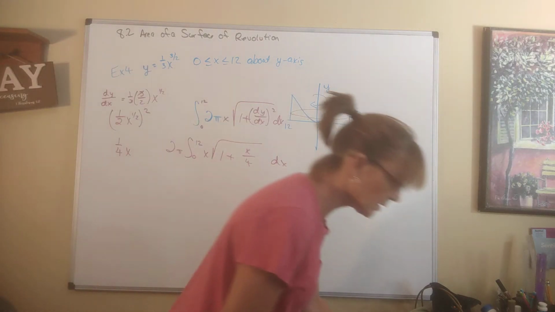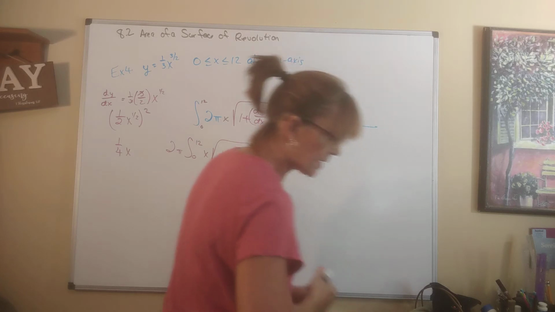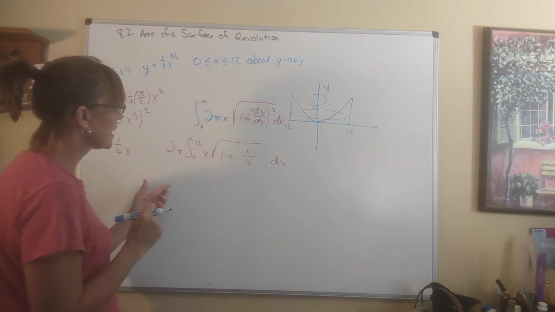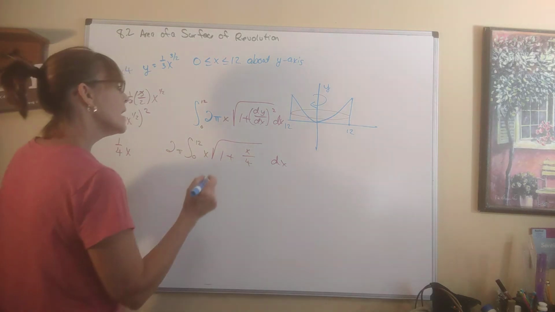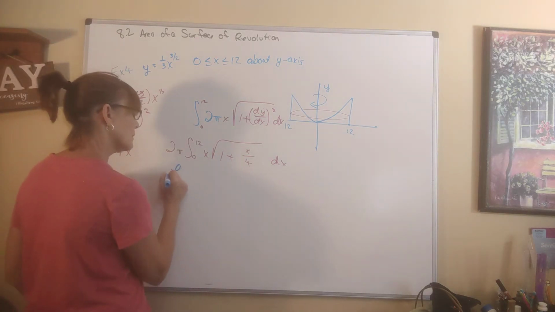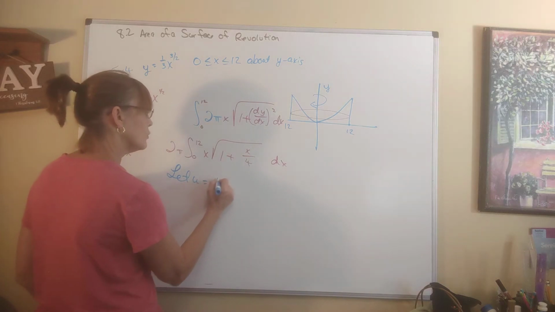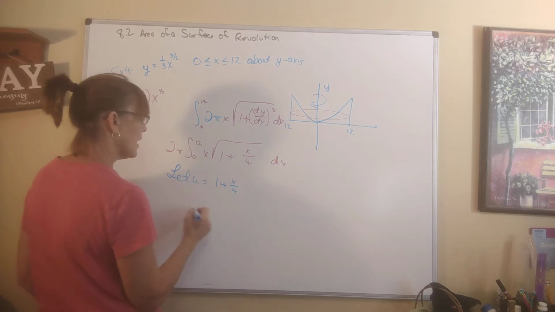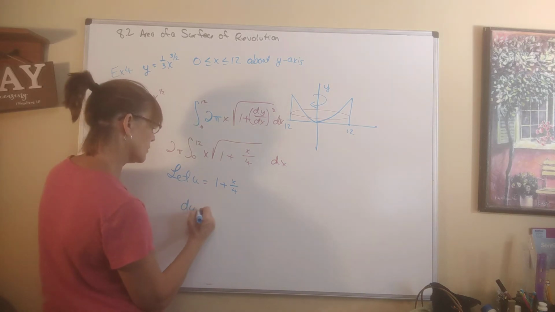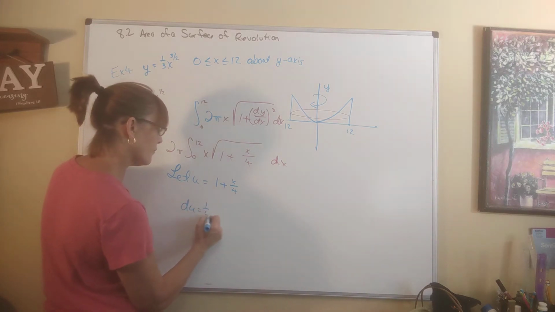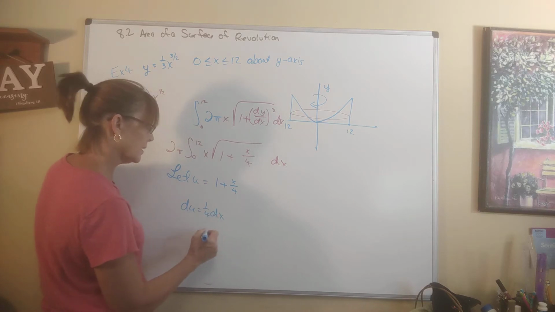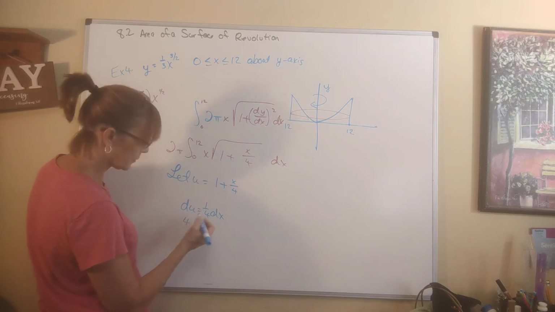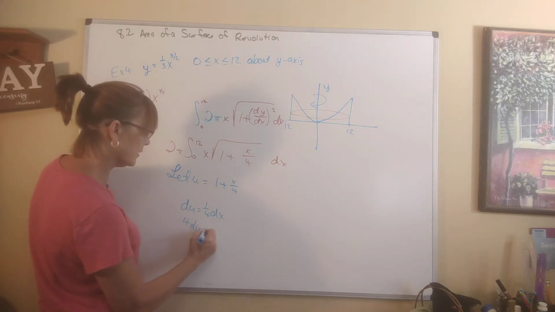Okay, we have to integrate this guy. What I'm going to do here is use a u substitution, okay? I'm going to let u equal 1 plus x over 4. And then du is going to equal 1/4 dx. And if I want to solve for dx, I'll multiply both sides by 4. So 4 du is equal to dx.